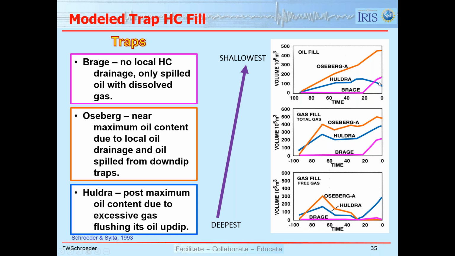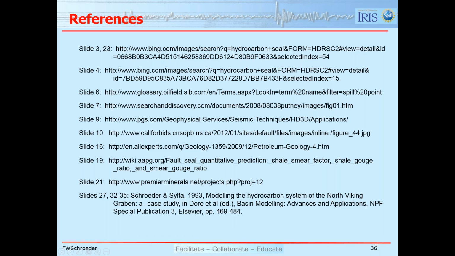So that's just a very quick look at some of the types of modeling that we can do, some of the conditions that we can simulate. And if these weren't known fields and these were prospects, we could do the same sort of analysis, trying to understand the different fill level for different fields. So this slide has references to some of the images that I have on the previous slides. Many of them are from internet sites. The last North Sea example is from a publication that was put out in 1993.